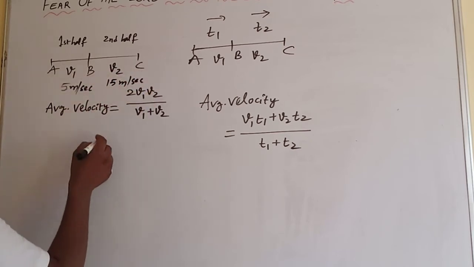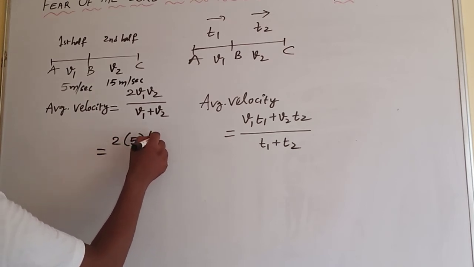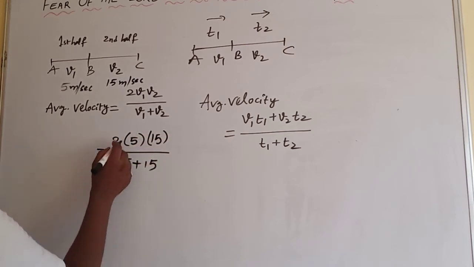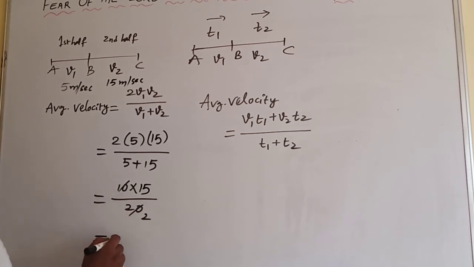Just substitute those and find your answer. 2 into 5 into 15 upon 5 plus 15. So 2 5s are 10, into 15, upon 15 plus 5, 20. 10 ones are 10, 10 twos are 20, 15 upon 2 is nothing but 7.5 meter per second.